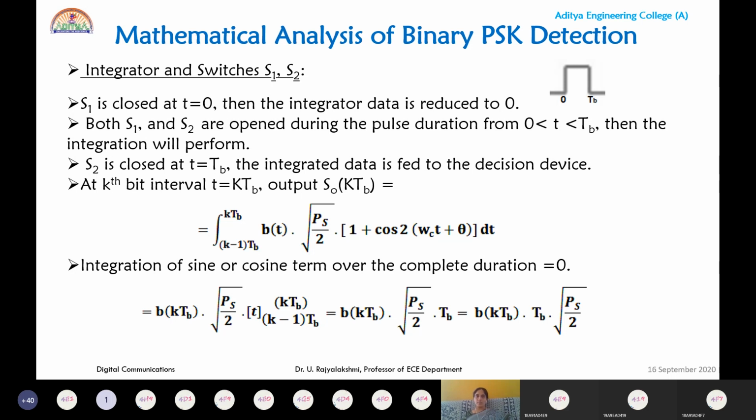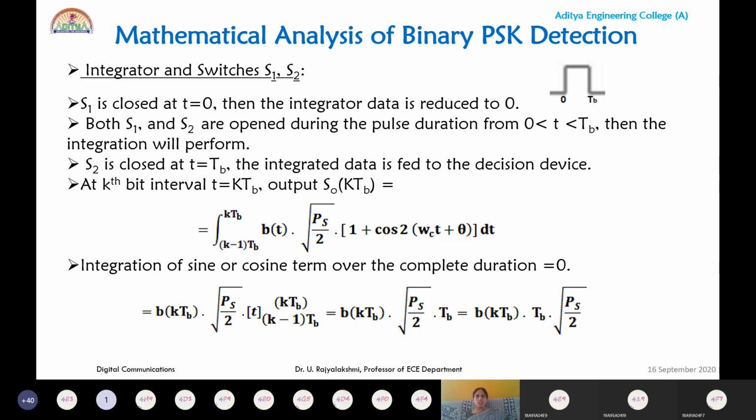So before the starting of the pulse, the earlier integrated data will be reduced to 0. The same procedure will occur for all the pulses. Okay. Now for example, let us see the integrated output at some kth interval. Let us observe at the kth interval, that is at t equal to some k TB. So what is the integrator output?